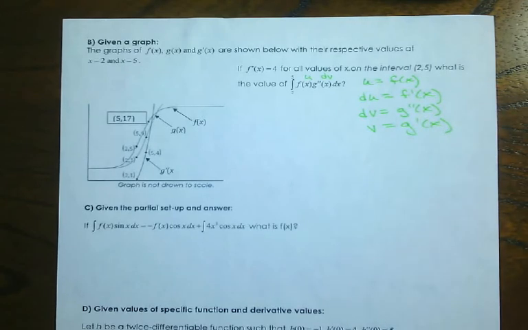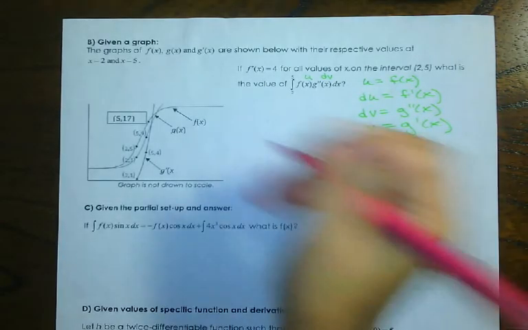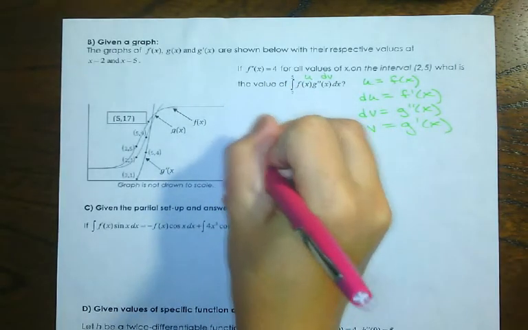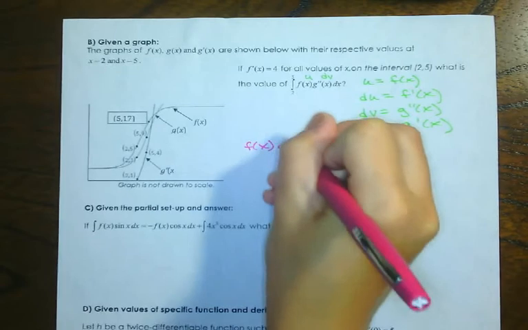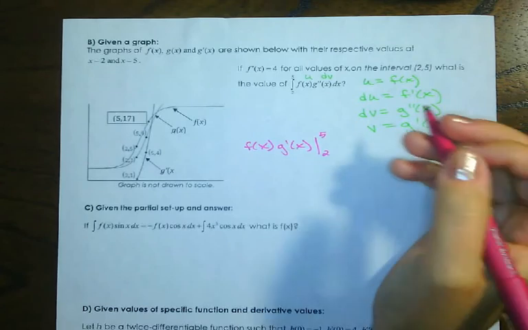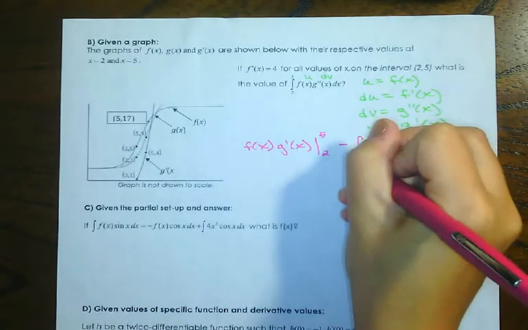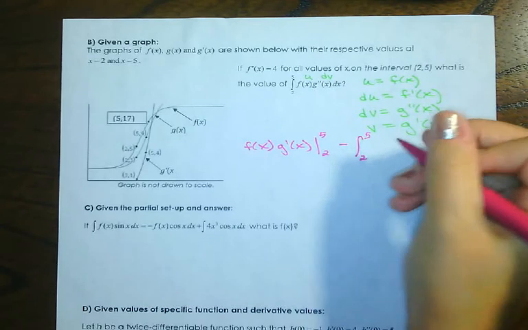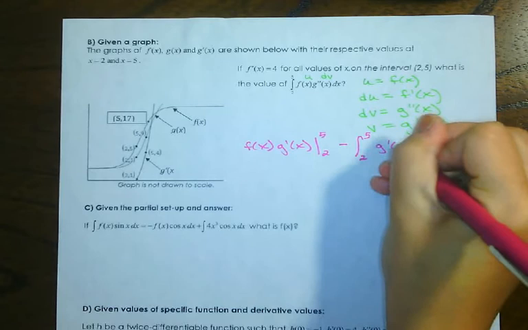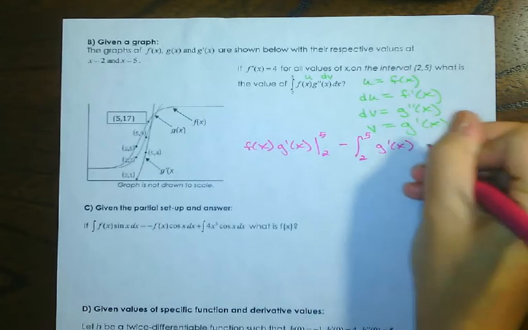So when I go to rewrite the equation, think about what you'd end up with. It's uv, so I've got u and v. So you've got f of x, g prime of x, evaluated from 2 to 5, that was given, minus the integral from 2 to 5 again of v du. So in this case, that's g prime of x, f prime of x.